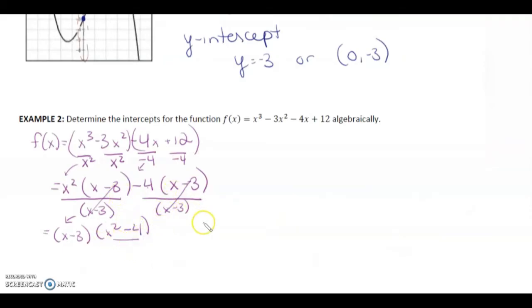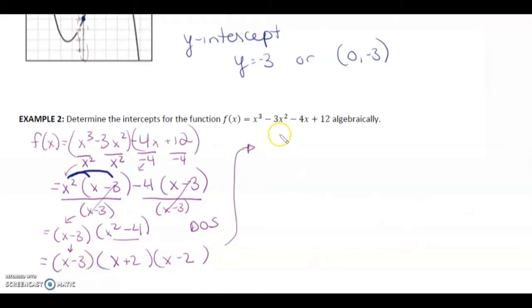Okay, this x squared minus 4 is a difference of squares. So we'll bring down the x minus 3. And this factors to x plus 2, x minus 2. So as a reminder, and this is going to come up as well, I'm just going to rewrite this so I have a little bit more room. So now we have f at x in factored form, x minus 3, x plus 2, x minus 2.